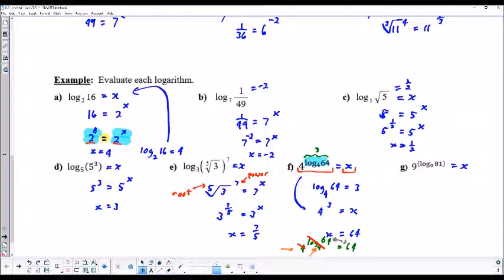Okay, if we look over here in part G, same sort of idea now. We see we got a base of 9. We got a base of 9. Those are going to just basically cancel, and we're left now with x equals 81.